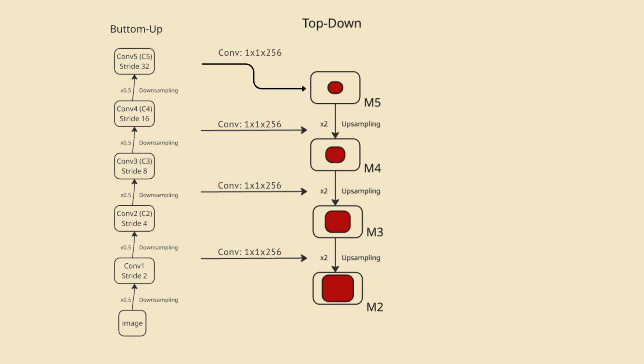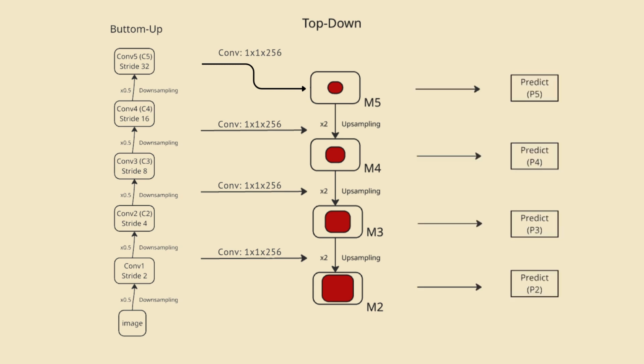This gives us a larger map that still has all that great understanding from the deep layers. We keep doing this, making the maps progressively bigger. This is the clever part. As we make the smart maps bigger, from the looking down path, we connect them with the detailed maps from the looking up path. Why?